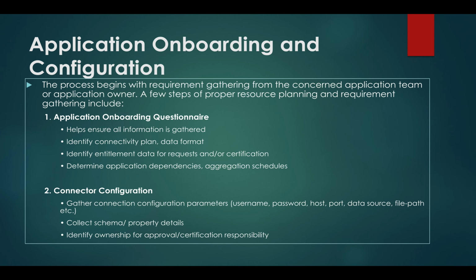Then comes the connector configuration. Once you choose the application type or the connector type, the page refreshes and you get the configuration page. So you have to gather the connection configuration parameters. It can be a username, password, host, port, data source, file path, and then you have to collect the schema and property details, and you also have to identify the ownership for approval and certification responsibility. Once these two configurations or the data configurations are collected, we can further move on with application onboarding.